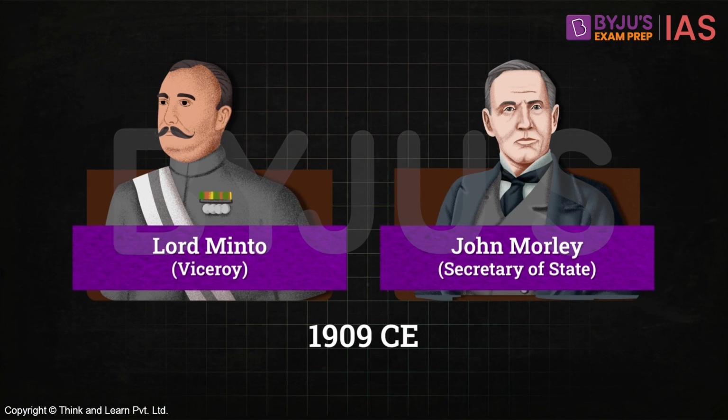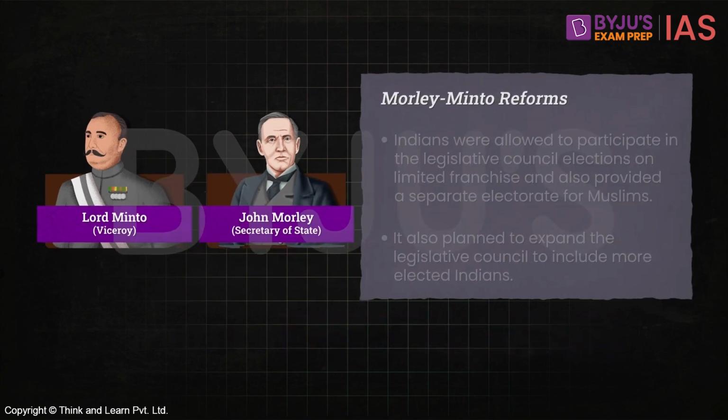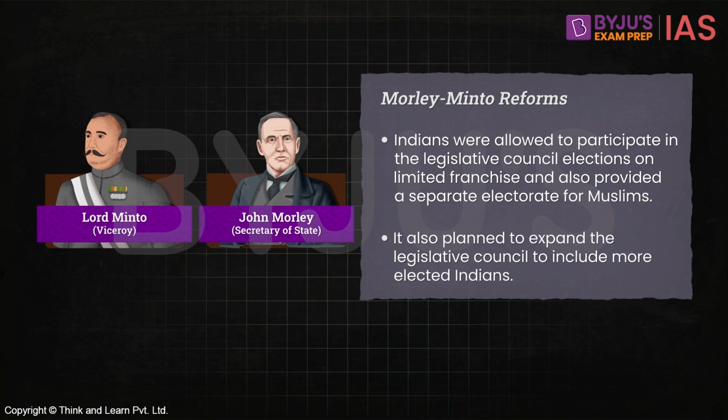Further, in 1909, Lord Minto, the Viceroy, and Secretary of State John Morley worked out a plan to gain support of the moderates and the Muslims. This plan is widely known as the Morley-Minto reforms. Through these proposed reforms, Indians were allowed to participate in the Legislative Council elections on limited franchise, while also providing a separate electorate for the Muslims. It also planned to expand the Legislative Council to include more elected Indians.